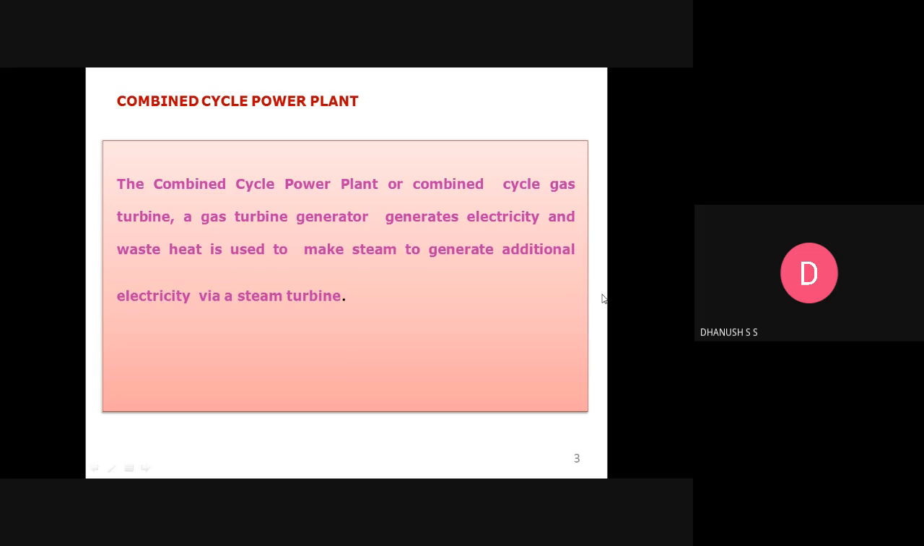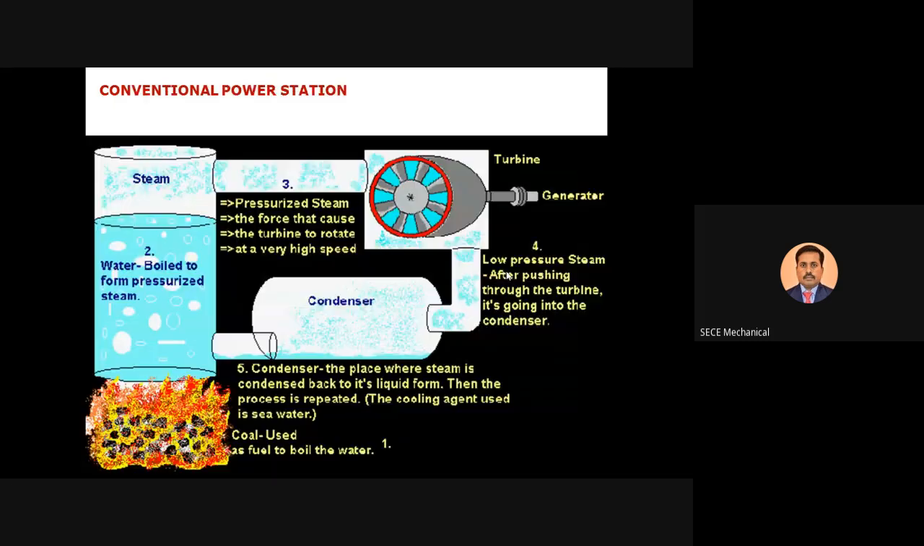Rankine cycle, sir. Okay, very good. So the steam cycle works based upon the Rankine cycle. The gas turbine works based upon the Brayton cycle. Very good. So these two cycles are combined. Okay, that will produce a combined cycle power plant.